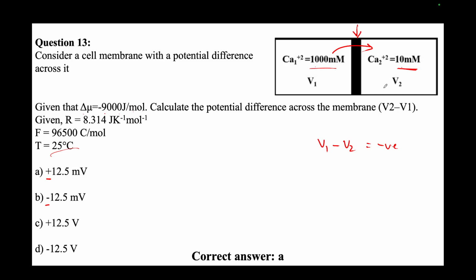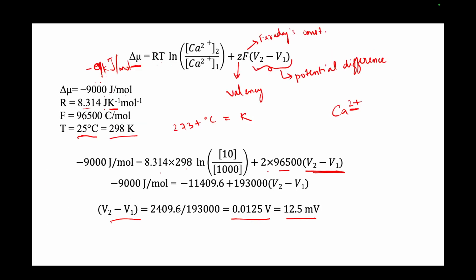Now for V2 minus V1, it is a positive potential, and so you have to be careful about whether it is a positive or a negative value. And the second thing that you have to be careful about is the unit, because if you just calculate the answer without thinking about the unit, you will get 12.5, but whether that 12.5 is volts or millivolts, that you have to see. So the answer we got is 0.0125 volts.